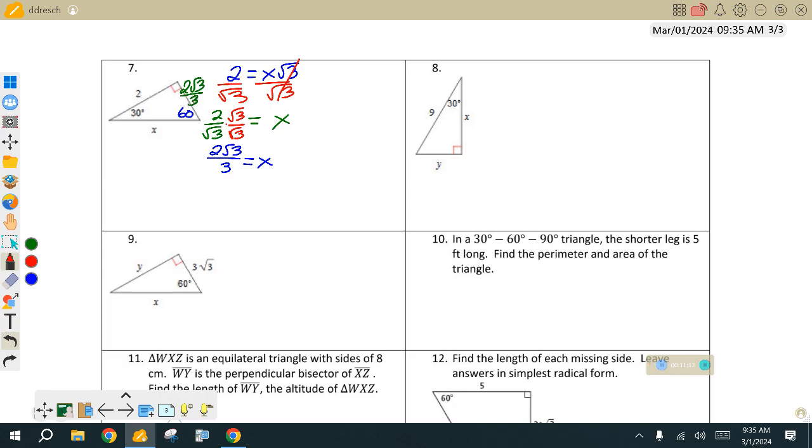The 30, 60, 90s tend to be the ones that give you the ugliest answers because of the root 3 in that problem. The 45s, you got root 2. 2s play usually pretty nicely. 3s don't. Okay? All right, finish it off. How do we go to the hypotenuse? We multiply by 2. So we're going to take that short leg and multiply by 2.